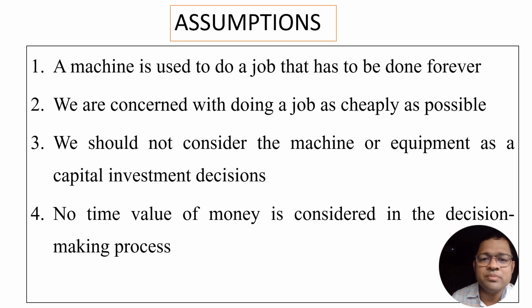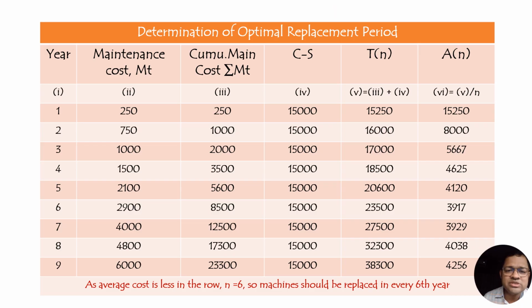Let's solve the particular question. The maintenance cost is 250 rupees in the first year, so the cumulative maintenance is also 250. The machine cost is 13,000, the installation cost is 3,600, and in the particular year if you replace the machine, the scrap value is 1,600. In that way the overall cost in the particular year is 15,000.